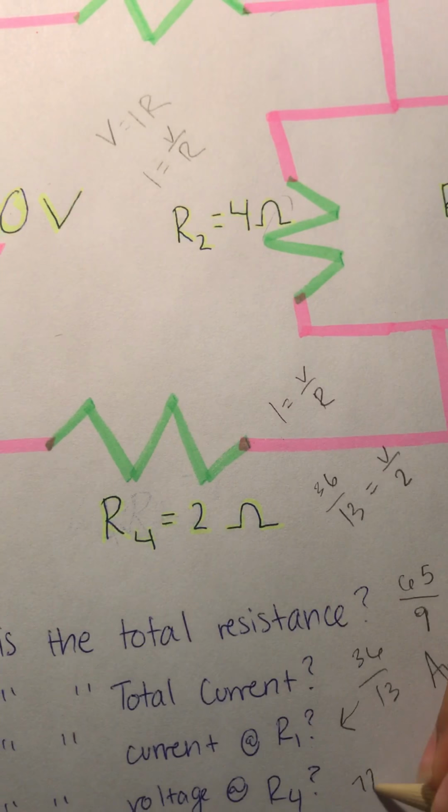And then also something useful to know would be Joule's laws, which are used for power. And those are P equals I squared R, which is current squared times resistance. P equals current times voltage, or P equals voltage squared divided by resistance, where P is power.